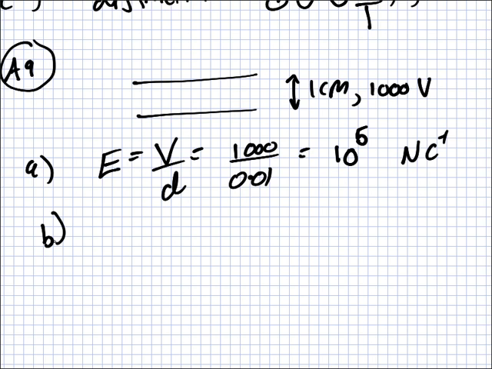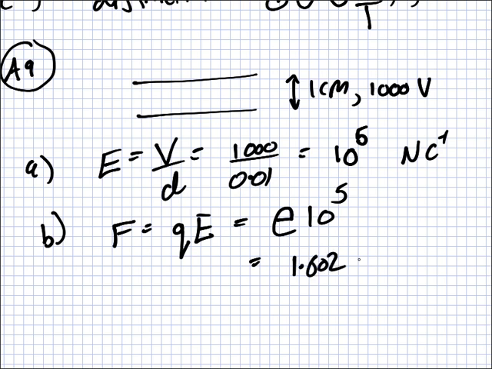B, what's the force on an electron? So F equals QE. That's the charge of an electron by 10 to the 5. Now what is the electron charge? What is it? 1.602 times 10 to the minus 14 newtons then.